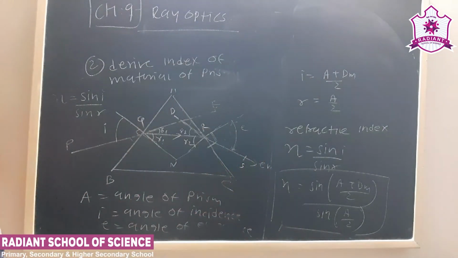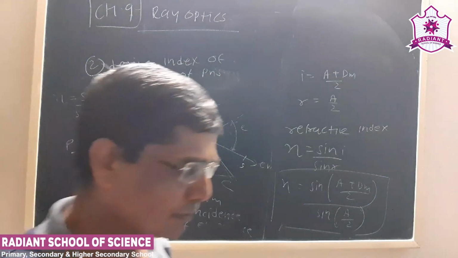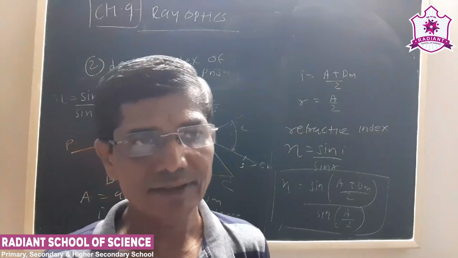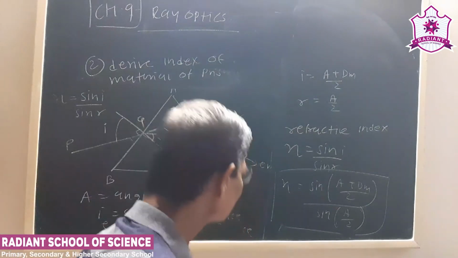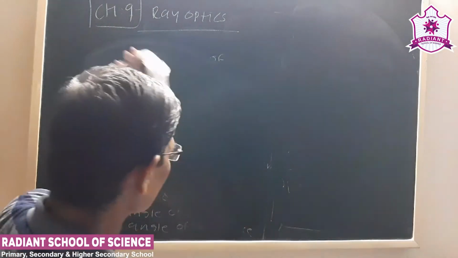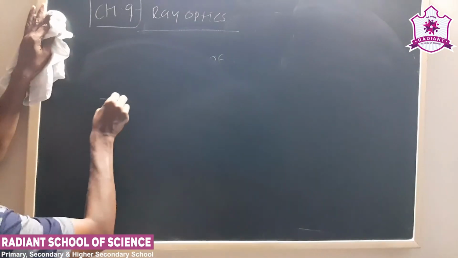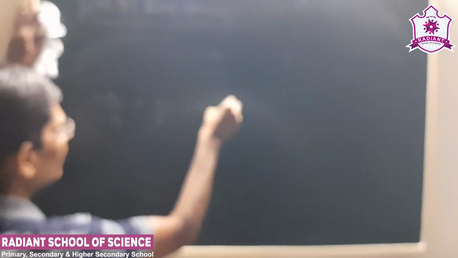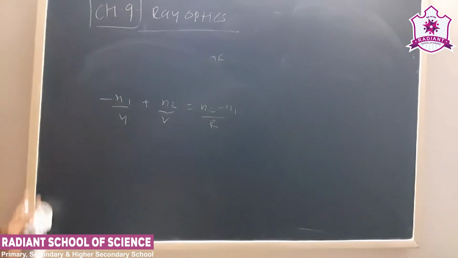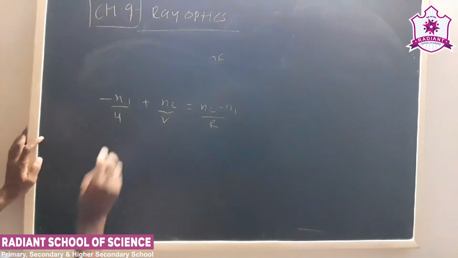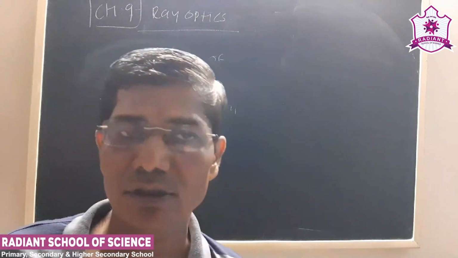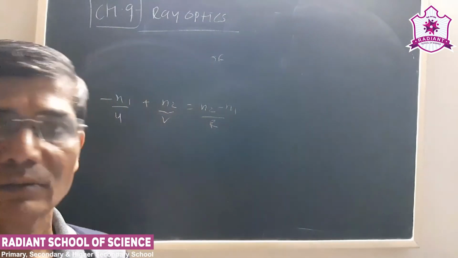So today we have discussed refraction taking place at a spherically curved surface, and in that way proved that minus n1 upon u plus n2 upon v is equal to (n2 minus n1) upon r. And then we studied refraction of light by a prism, and we derived the equation of refractive index of the material of the prism.